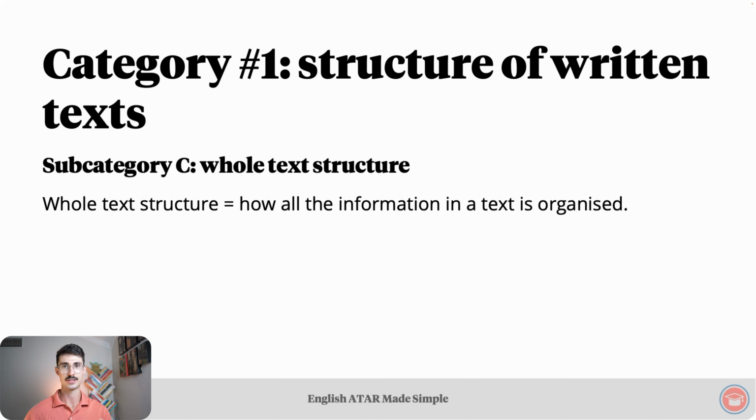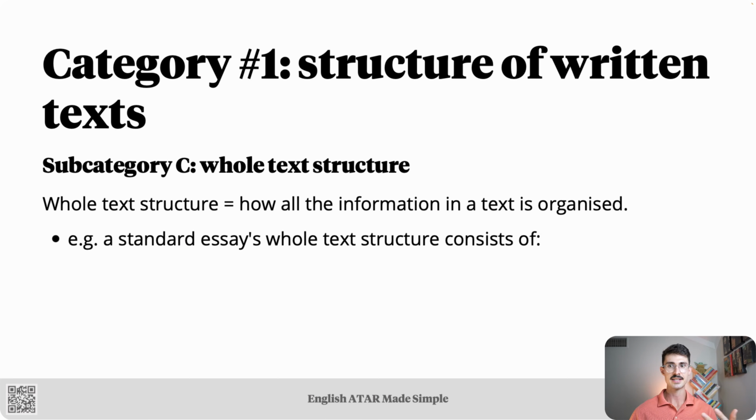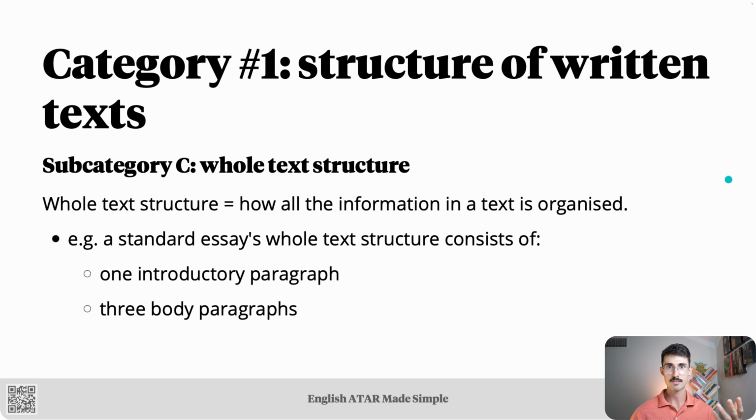Subcategory C is whole text structure, and this refers to how all the information in a text is organized. Example, an essay that you're going to write in the responding section of the exam will likely follow the whole text structure of having an introductory paragraph, then 3 body paragraphs, and then 1 concluding paragraph. These paragraphs here, they represent the whole text structure of the essay that you've written.